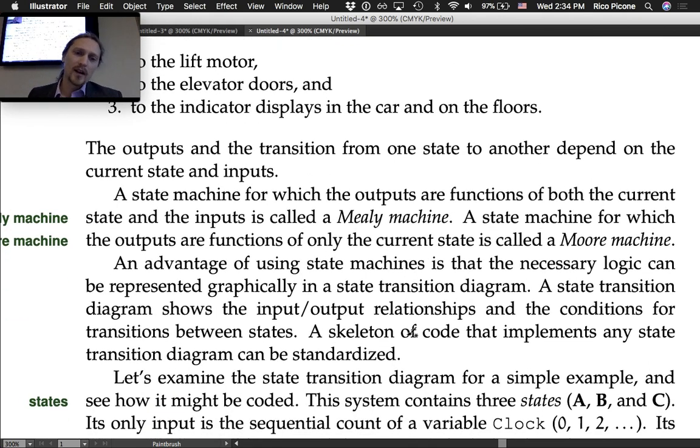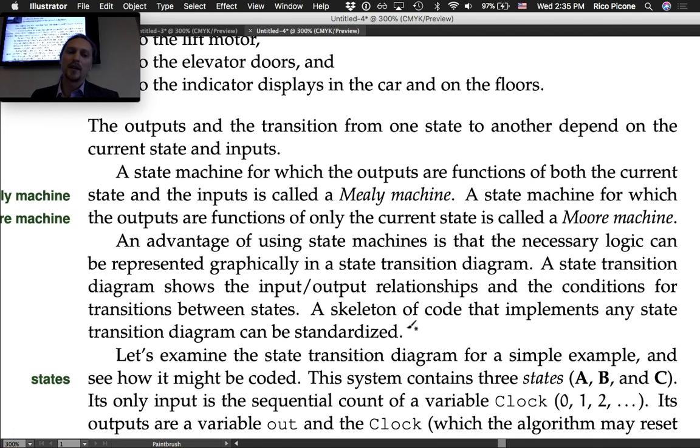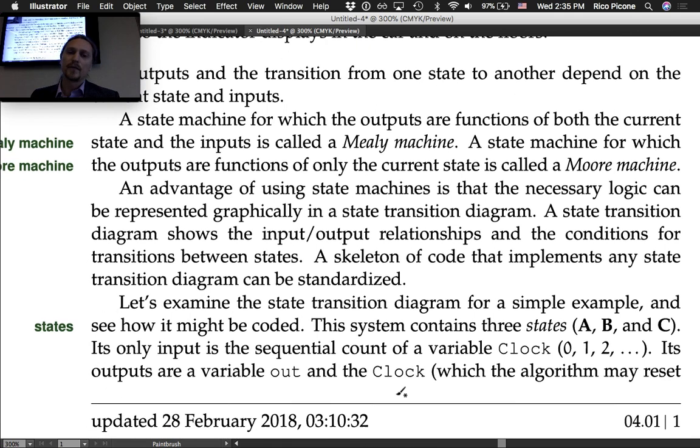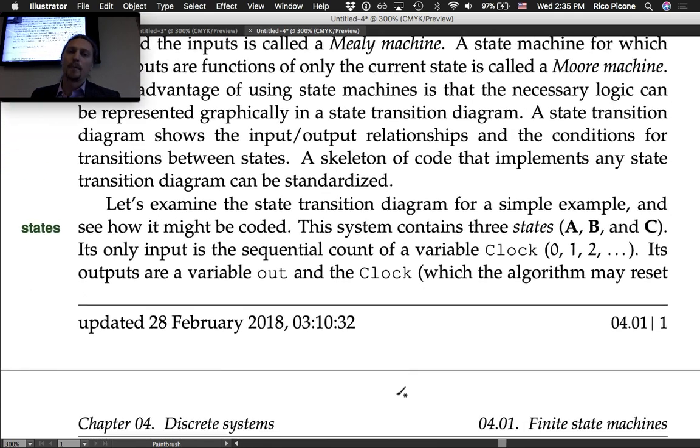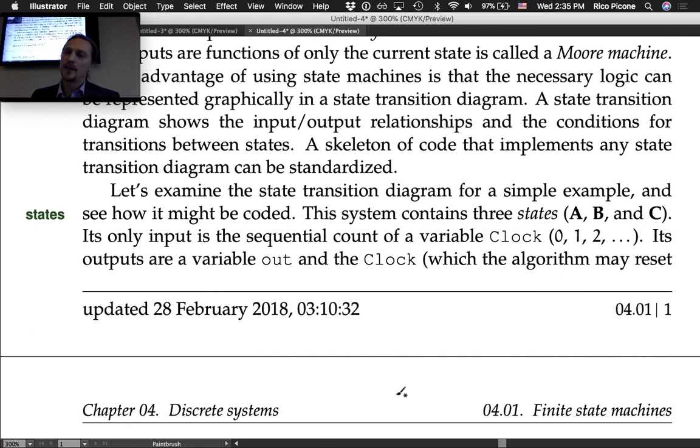So, subtypes. An advantage of using state machines is that the necessary logic can be represented graphically in a state transition diagram. A state transition diagram shows the input-output relationships and the conditions for transitions between the states. A skeleton of code that implements any state transition diagram can be standardized. Okay. Let's examine the state transition diagram for a simple example and show how it might be coded. So that's what we'll do here.